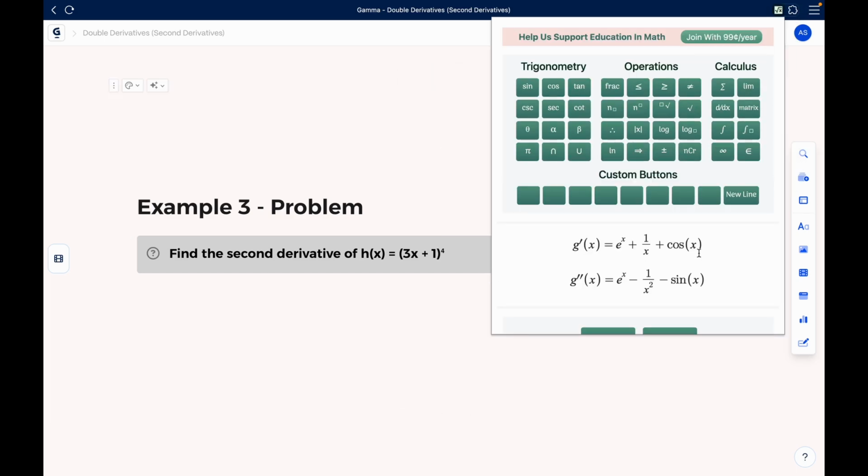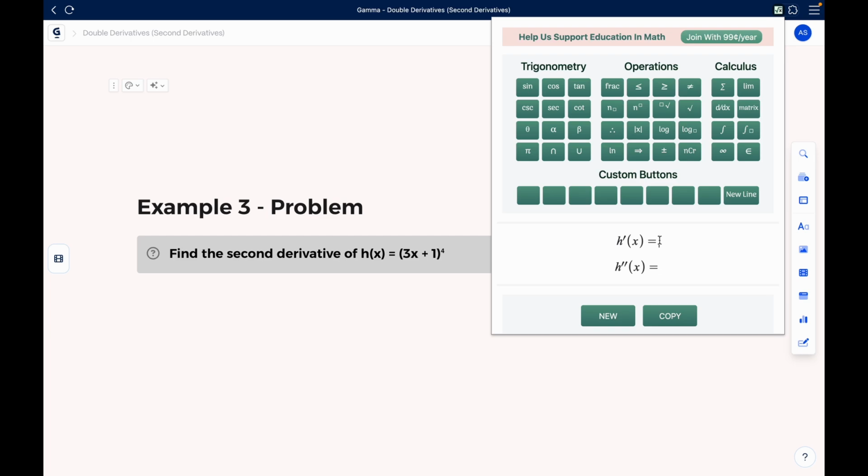Now, the first thing we need to do is find the first derivative. The plan is pretty simple. First, we have to identify that h of x is equal to 3x plus 1 to the power of 4 and needs to be differentiated by the chain rule. So the outer function is u to the power of 4, and the inner function is 3x plus 1.